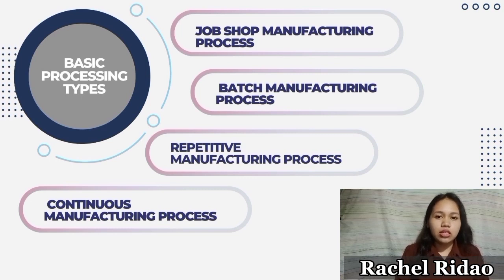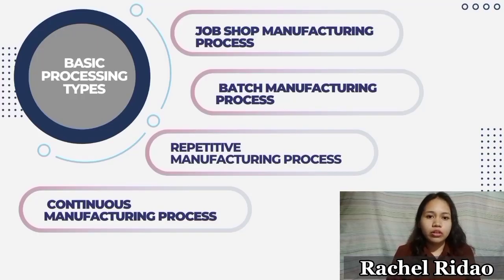Number 3 is the repetitive manufacturing process. It is the production of goods in rapid succession. Goods that are created through repetitive manufacturing follow the same production sequence. Mayroong iba't ibang example ng repetitive manufacturing process like cars, durable goods, electronic products, and etc. So, yung manufacturers ng mga products na yun, they use that method kapag nagpo-produce sila ng maraming bilang ng products.